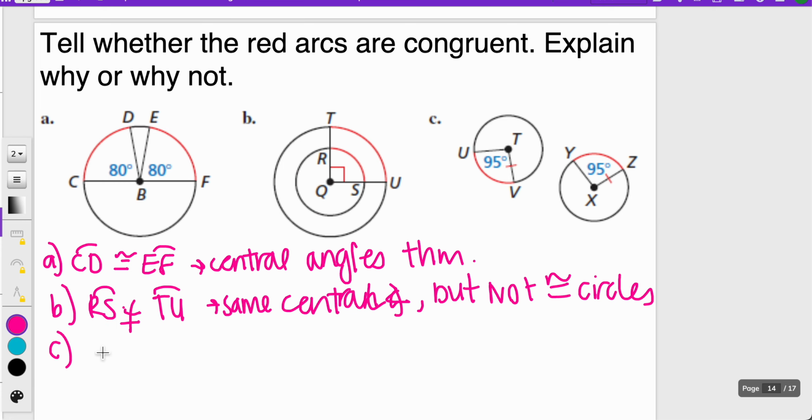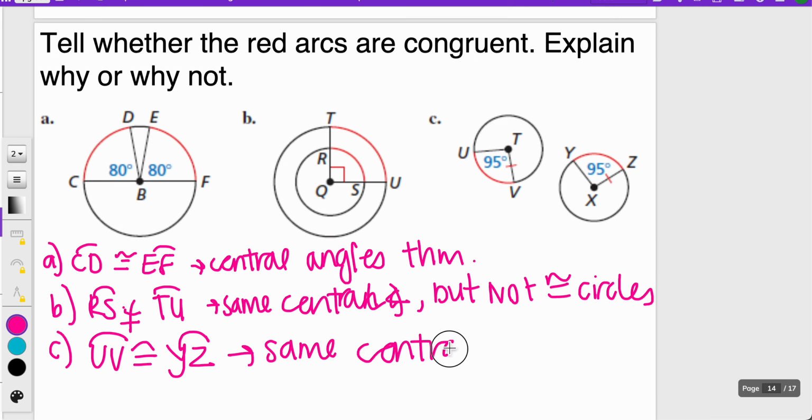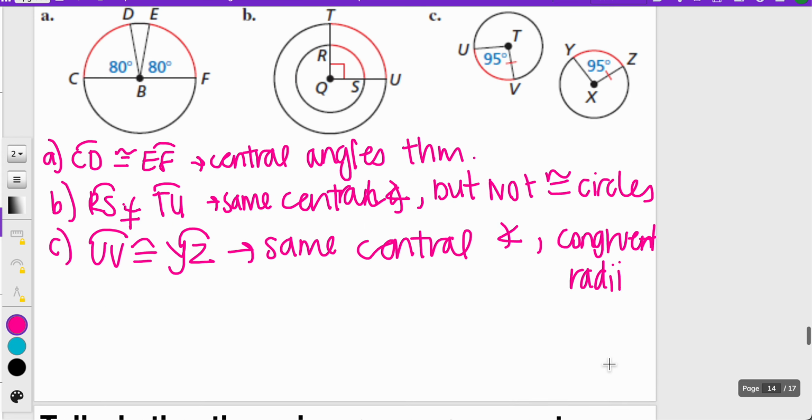And then for letter C, we have arc UV highlighted in red, and it looks like it is congruent to arc YZ because you have your same central angle and you have your congruent radius, or we can say congruent radii for multiples there.